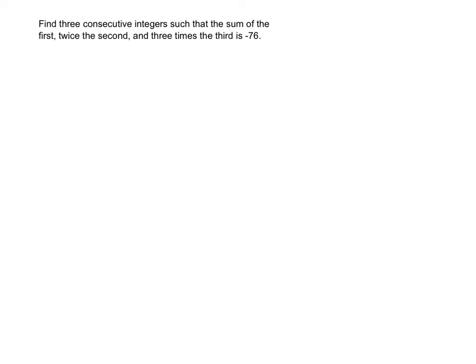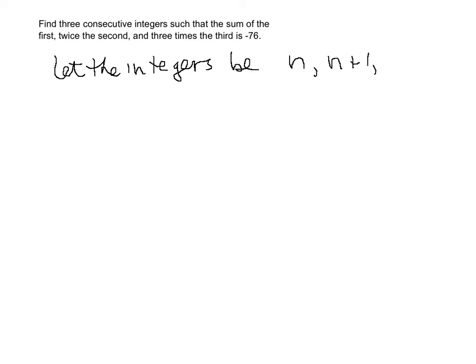Alright, so take a few seconds and read this problem. We're looking for 3 consecutive integers such that blah, blah, blah. But 3 consecutive integers. So the way that we do that is we say, let the integers be, well, the first one will be n, the next integer is n plus 1, and the next one is n plus 2. So those are 3 consecutive integers.